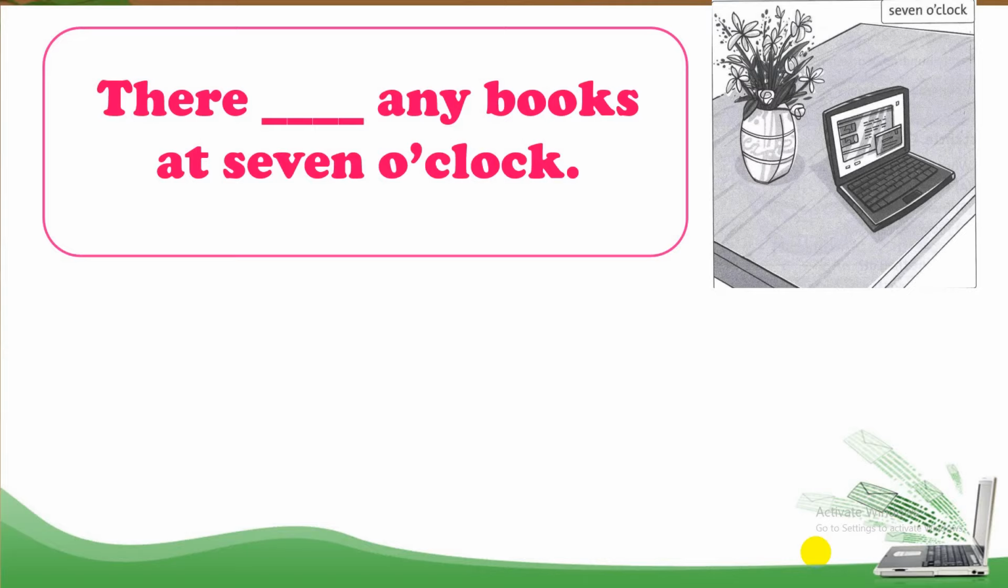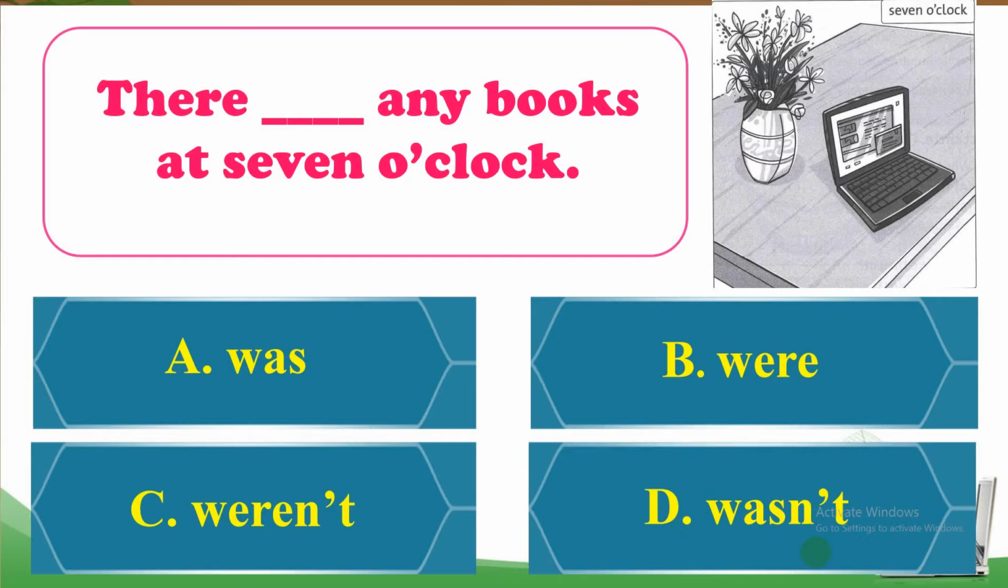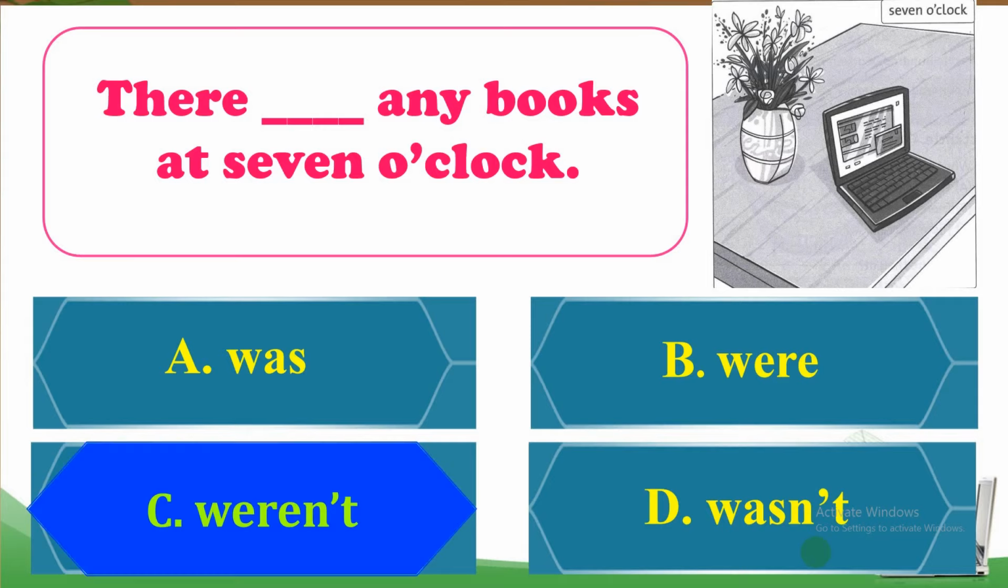You look at the picture. A was, B were, C weren't, and D wasn't. The correct answer is C. Weren't. There weren't any books at 7 o'clock.